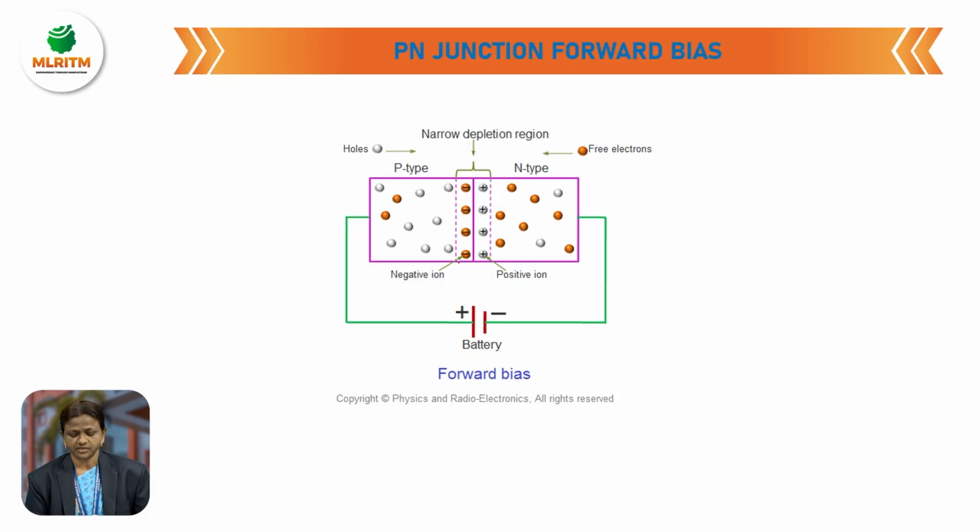Due to these immobile ions, some potential develops in this depletion region. That potential is known as barrier potential.